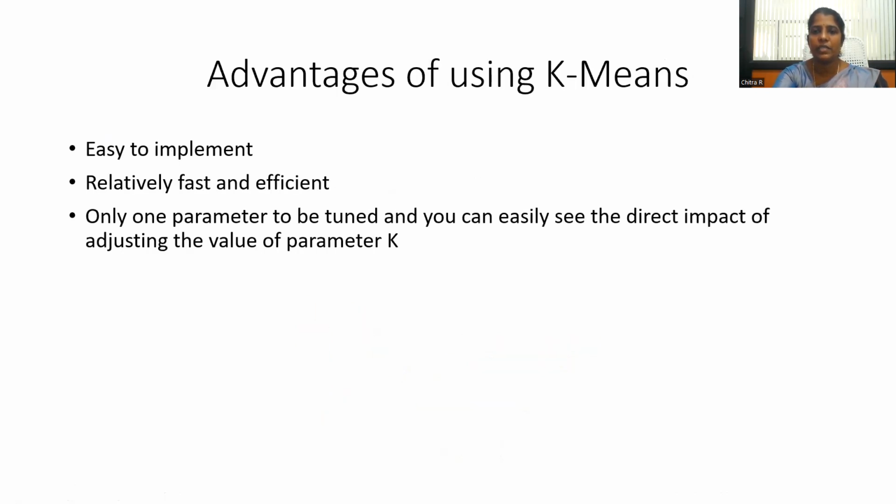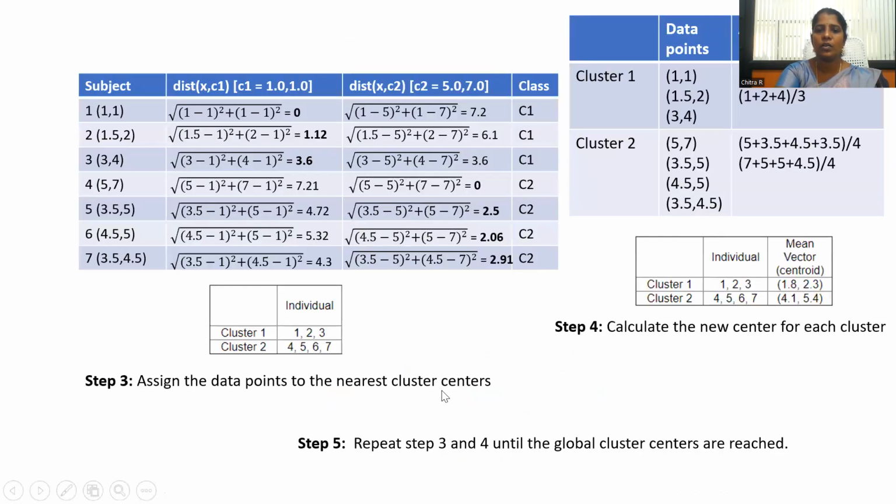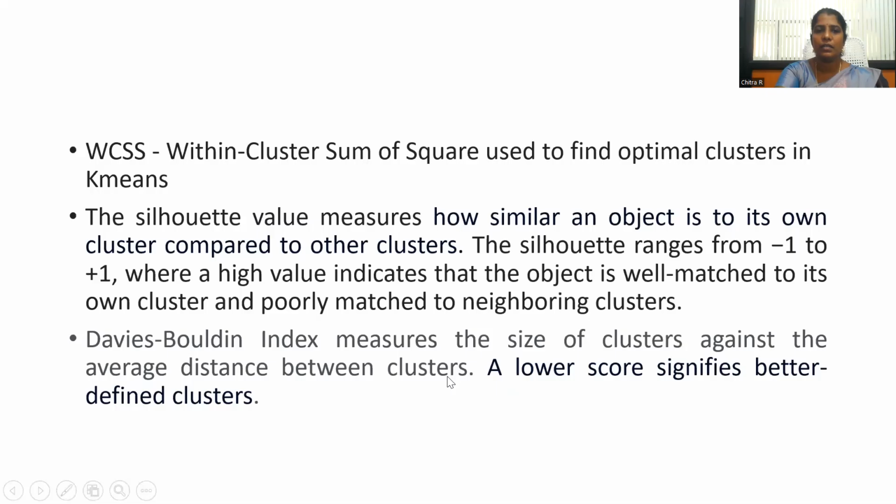These are some advantages of K-means clustering. It's easy to implement, relatively fast and efficient, and only one parameter needs to be tuned to get the final values. Here we are using some terminology called WCSS, within-cluster sum of squares. This is used to find the optimal number of clusters in the elbow method.